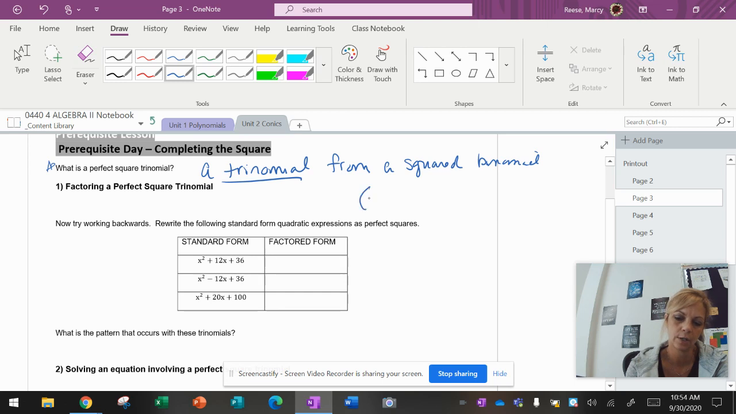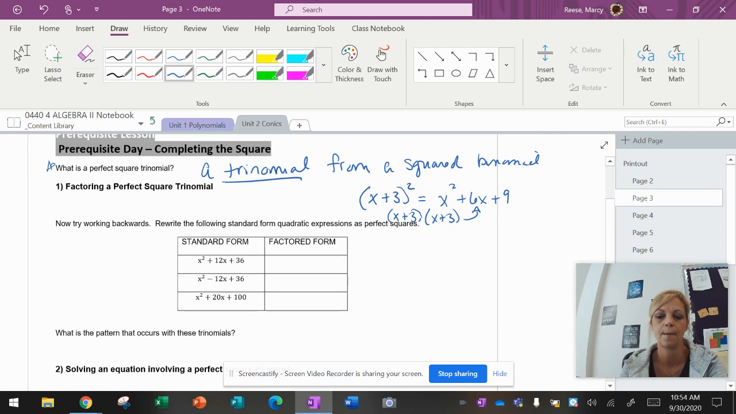So here is a binomial squared: x plus 3 squared. So there's a squared binomial. The trinomial is the result after you multiply that. And remember, oh my goodness, please do not just distribute that 2 and say it's x squared plus 6, or plus 9, because it's not. Remember, when you solve these, it's x plus 3 times x plus 3. And that's what we get. We use the area model or FOIL or whatever you want to use.